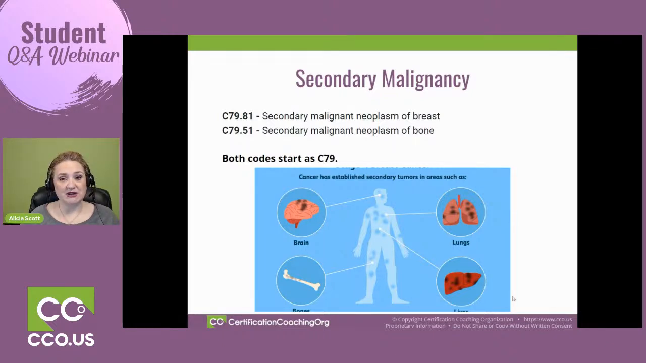Then the other code is C79.51, secondary malignant neoplasm of the bone. This indicates that the patient has cancer of the bone, but it's from someplace else, okay? Both of these are secondary cancers. They can be listed first when the sequencing is being done. And I know that gets confusing too, because you think, well, but it's the secondary cancer. Doesn't it go second every time? And the answer is no, it does not.